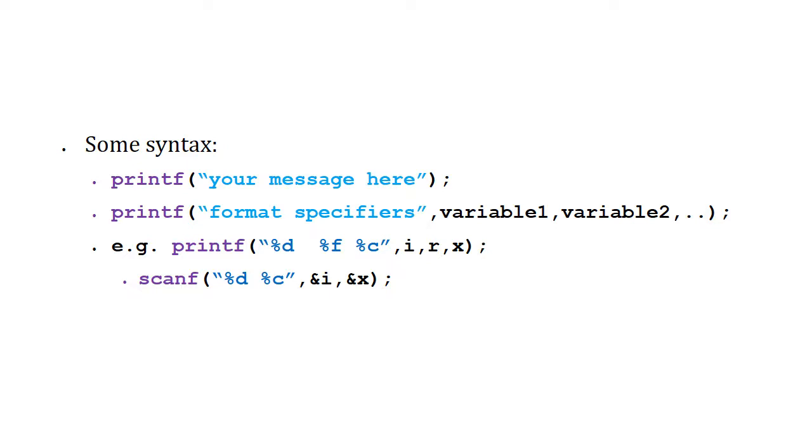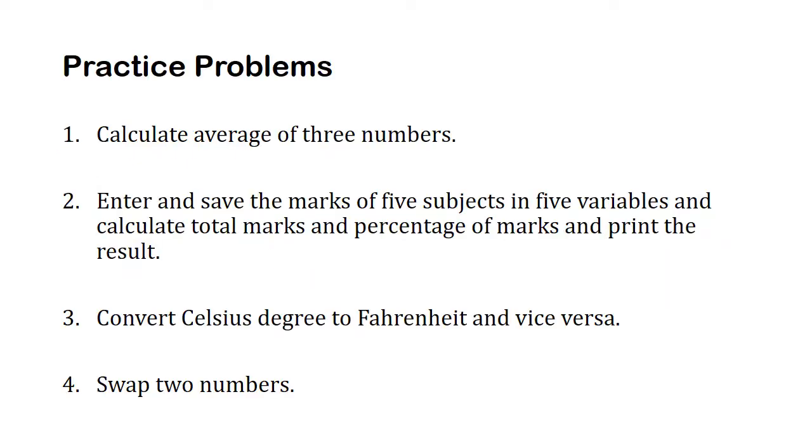Because during scanf you have to store the value in the variable, you have to provide the memory location where this variable is, and in order to provide that memory location, you have to provide an ampersand before i and x in the scanf. Whereas in case of printf, you only have to display that value onto the screen, so you don't need the address of the variable. You just use i, r, and x. No ampersand sign is used in case of printf.